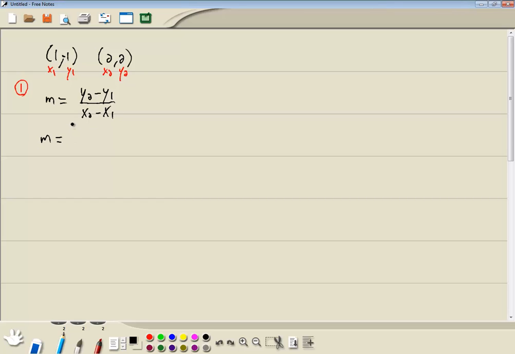Always a good idea to go through first and replace all of your variables with parentheses. So we're going to have parentheses minus parentheses over parentheses minus parentheses. And then you plug in the appropriate value. y2 we said was 2, y1 is -1, x2 is 2, and x1 is 1. This is going to come out pretty nice. Negative negative gives you positive, so we've got 2 plus 1, and 2 minus 1 is 1. 2 plus 1 is 3, 3 over 1 is 3, so m is equal to 3.